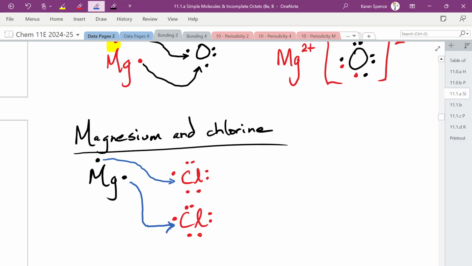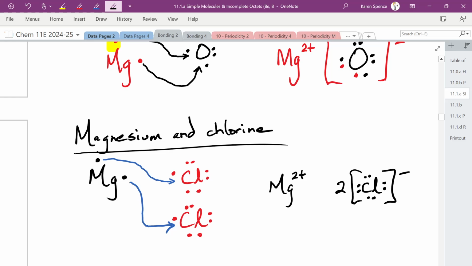This one can slot in here, and we will end up with Mg, which is 2 plus. It's lost its 2 electrons, and we will also have 2 Cl. Now it has a complete octet, minus. Is that good? Okay, and that's why we have MgCl2.